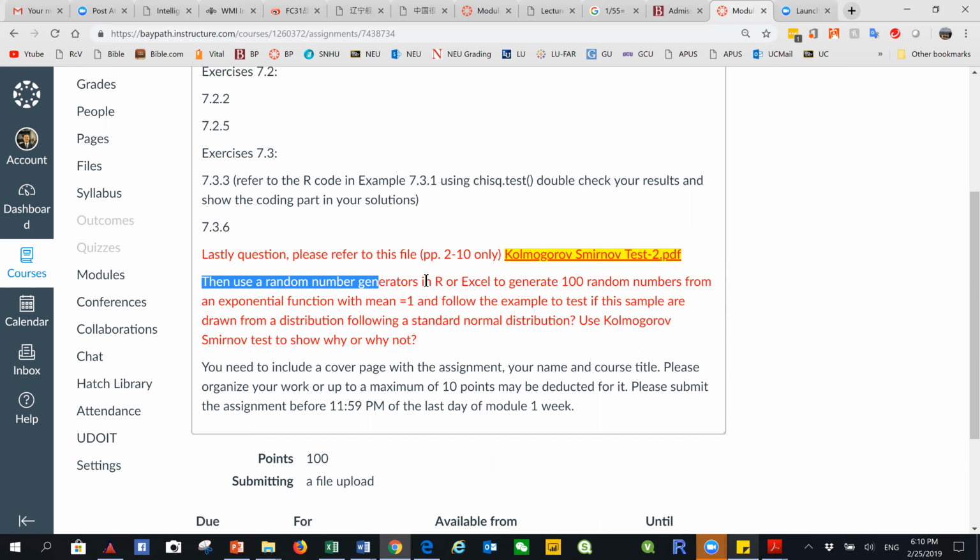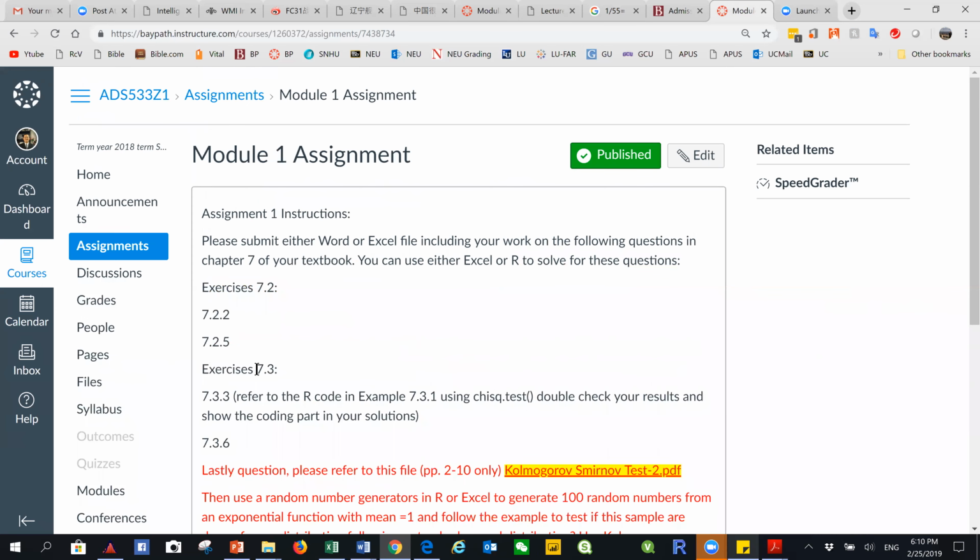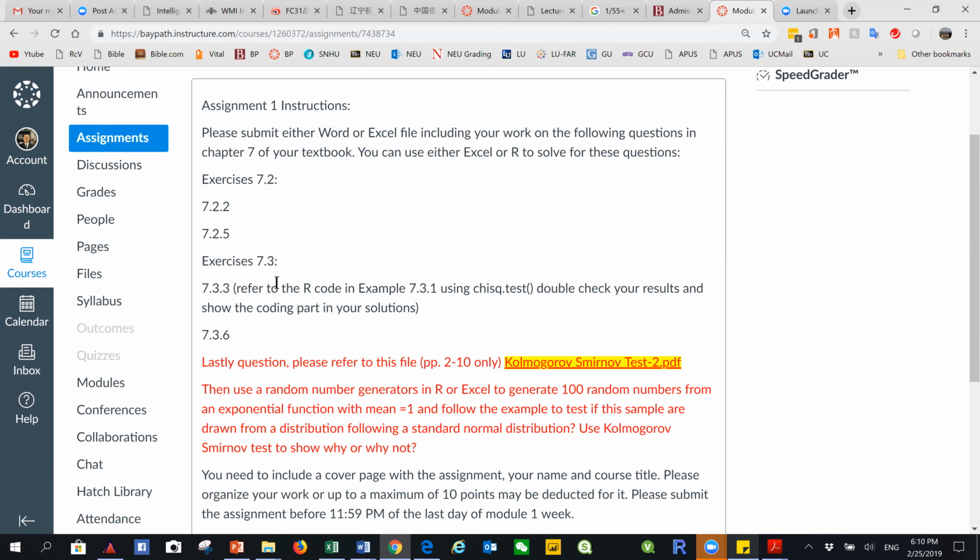a random number from an exponential function with mean equal to 1, and then follow the example, which I will show you and go over in a little bit, to test if the sample are drawn from a distribution following a standard normal distribution. Okay, then use a Kolmogorov-Smirnov test to show why or why not. Okay, so there are 1, 2, 3, 4, 5 questions here.